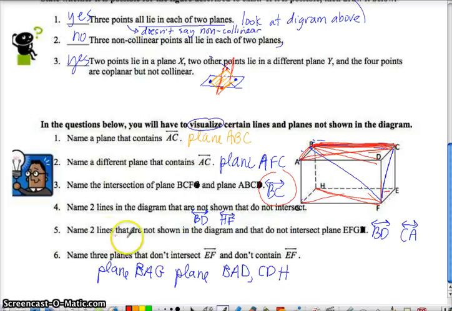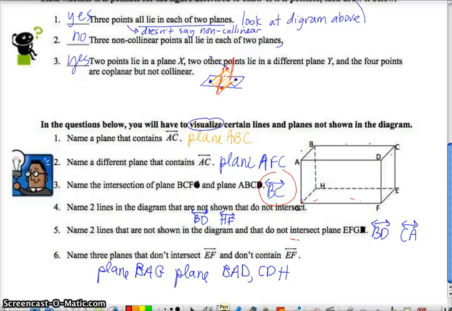Number 5, name 2 lines that are not shown in the diagram that do not intersect plane EFG. Okay, so not intersect EFG, well that would be BD up here and CA up here. Right, so BD and CA across the top. Because that plane is down here on the bottom of the rectangular prism, and remember these 2 planes are parallel, so then these are the lines that I didn't draw in for you.